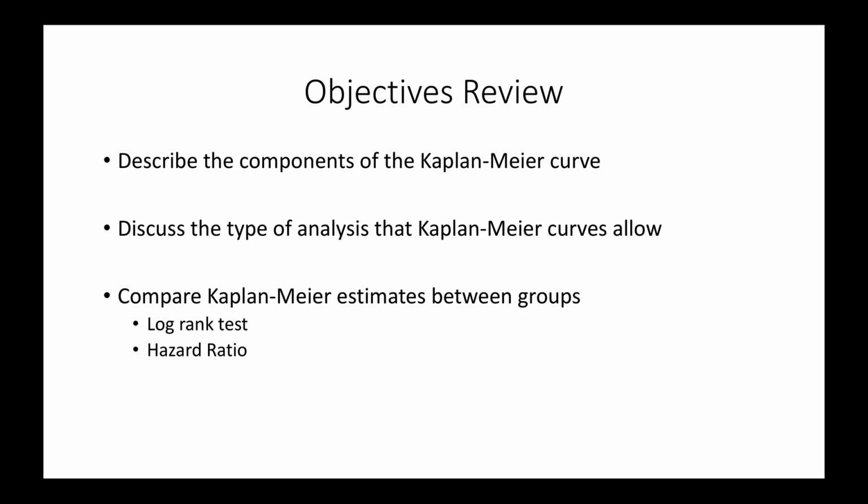All right. Now after that, let's review the objectives because now you can describe the components of the Kaplan Meier curve. You can discuss the type of analysis that these types of curves allow, this time-to-event analysis. And last but not least, you are now able to compare Kaplan Meier estimates between groups. And that's the most important, powerful thing that we can take from reading these Kaplan Meier curves. You know what answers the question, is there a statistically significant difference between these two groups, i.e. the log rank test, which is going to punch out a p-value, and if it's less than 0.05, you're going to conclude that, hey, it looks like there is a statistically significant difference between these two groups.